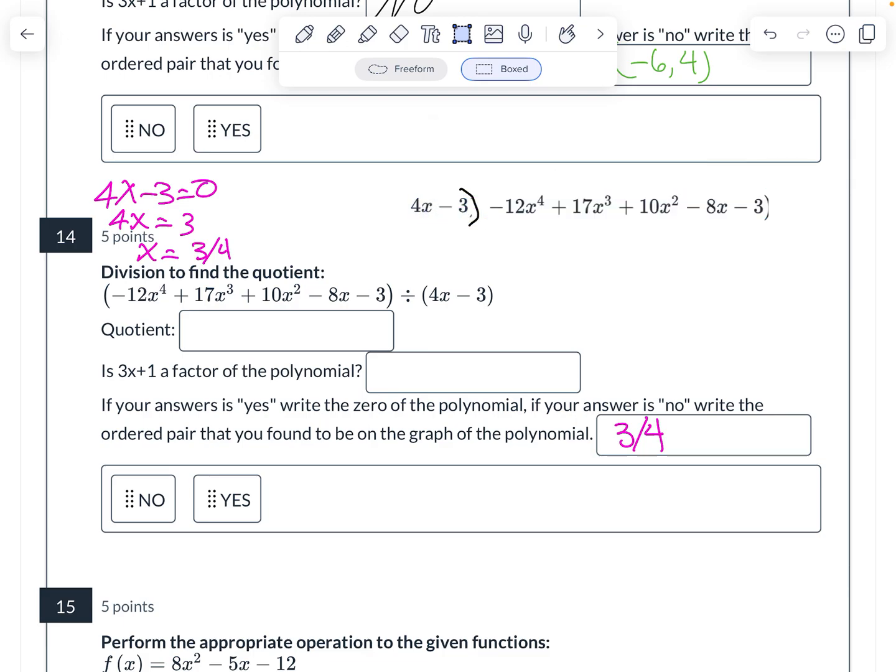There we go. All right. So are we ready?